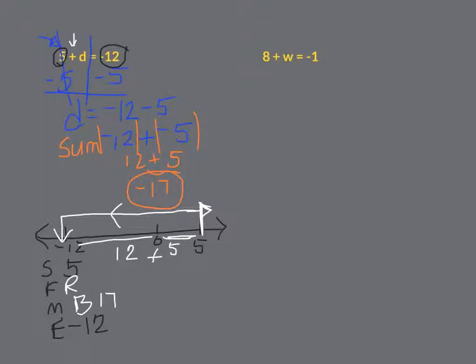I moved back 17. So remember, the thing that I'm looking for is what I'm moving. What I'm missing here is the D. So this is what I'm looking for. So back 17. We know back means negative, and of course that's negative 17.